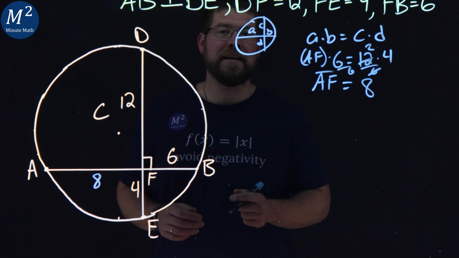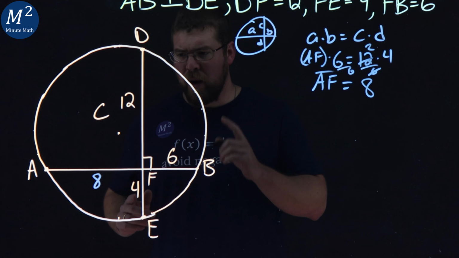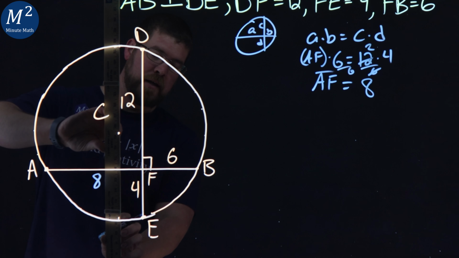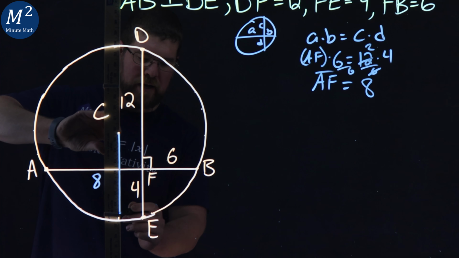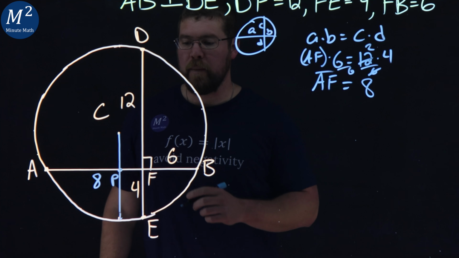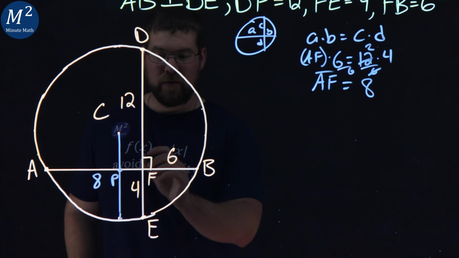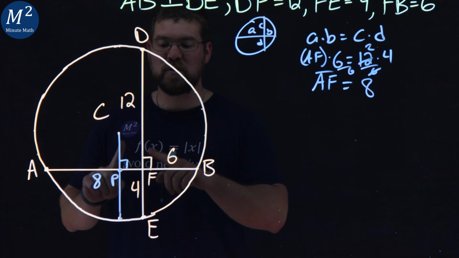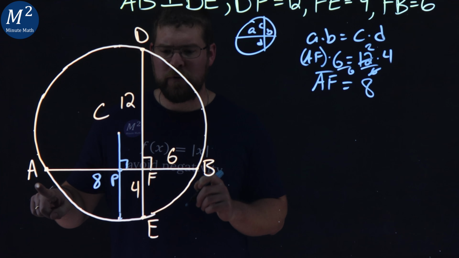Now, what else we have here is another theorem involving chords and a radius. I'm going to draw a line straight down from our center of the circle, the radius here, straight down, so it's perpendicular to AB. And I'm going to continue it all the way down to the bottom. Let's call this point P. Well, the chord perpendicular to a radius theorem tells us that this radius splits the chord AB directly in half.